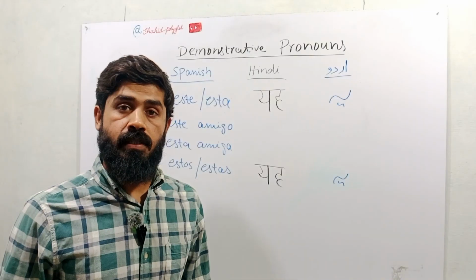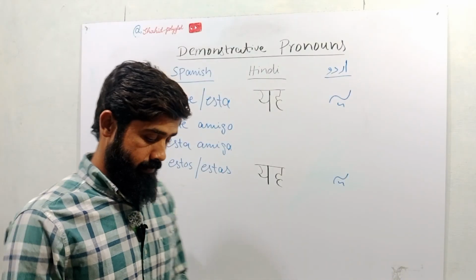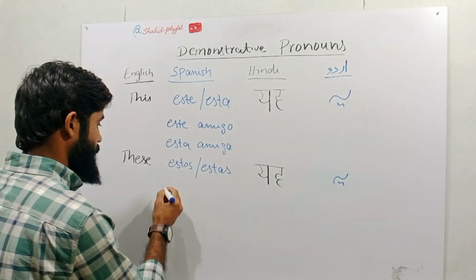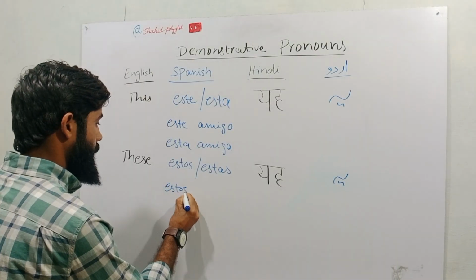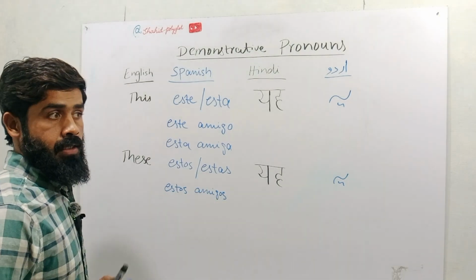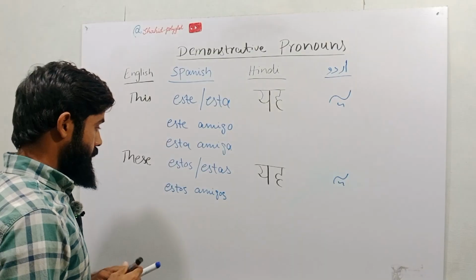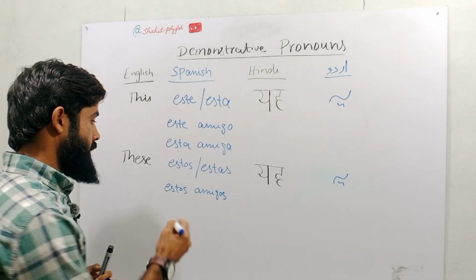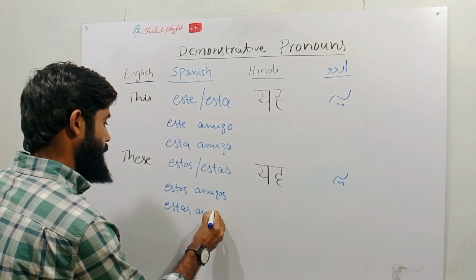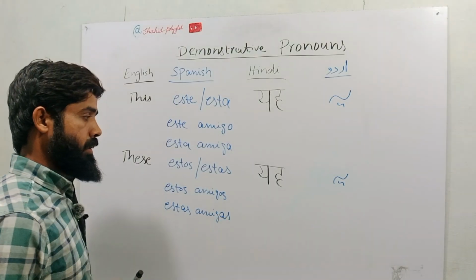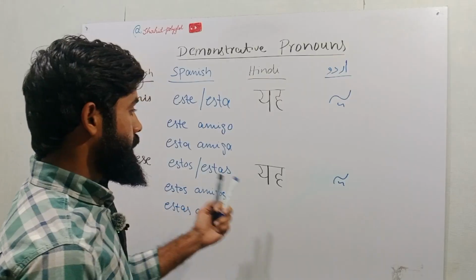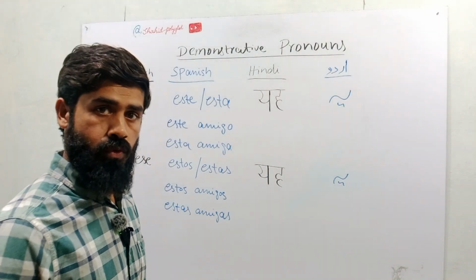For example, if we say these friends, we say estos amigos. If we say these female friends, we say estas amigas. And in the same way, we say ye and ye in Hindi and Urdu.